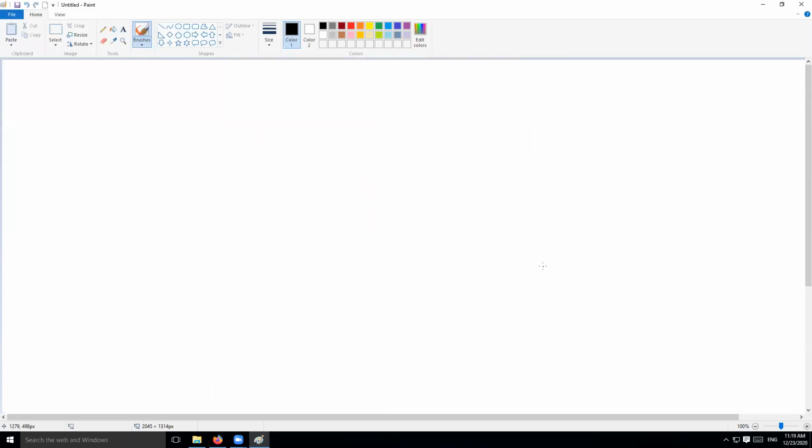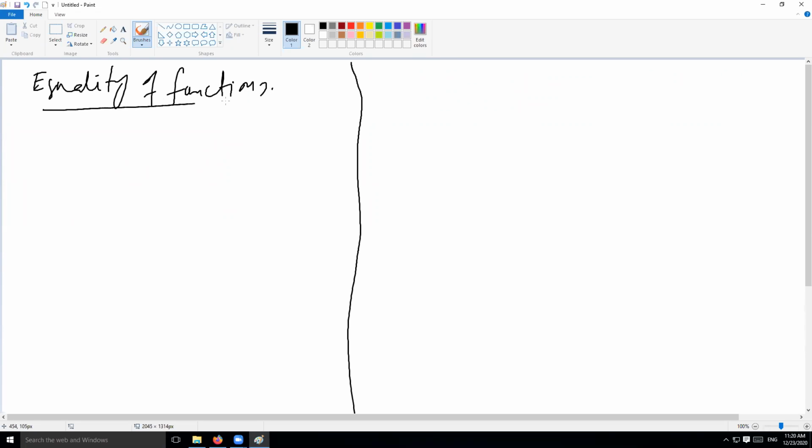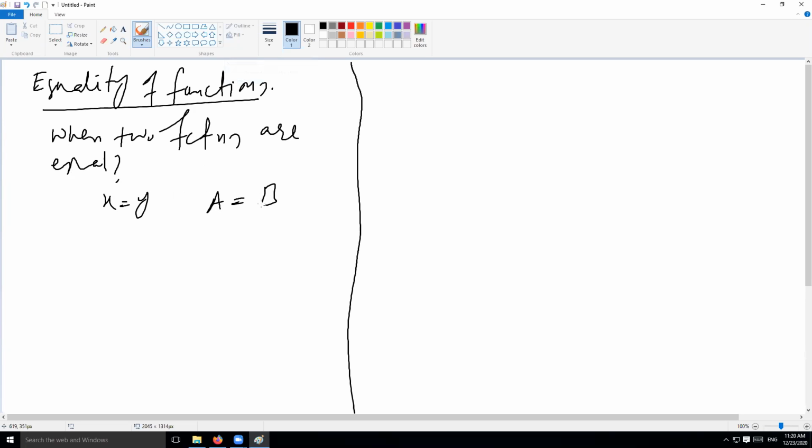The next thing that I would like to define, if you do have questions please ask, is the equality of functions. In other words, when two functions are equal. So what do you think? I know about equality of numbers. I know about equality of sets. But how can I say that a function is equal to another function? What would be the most natural way to say it?